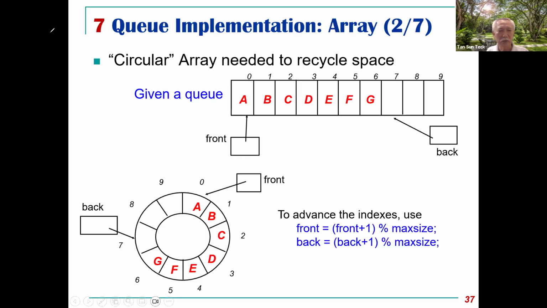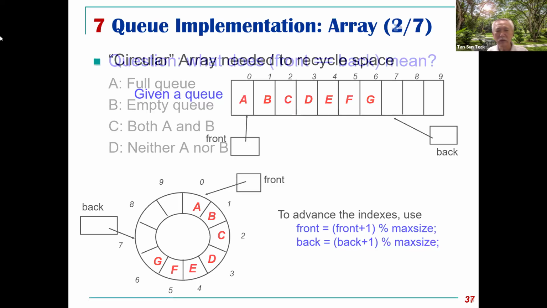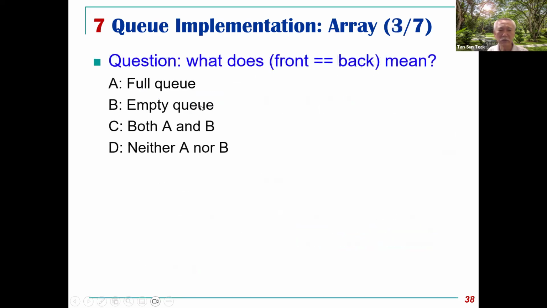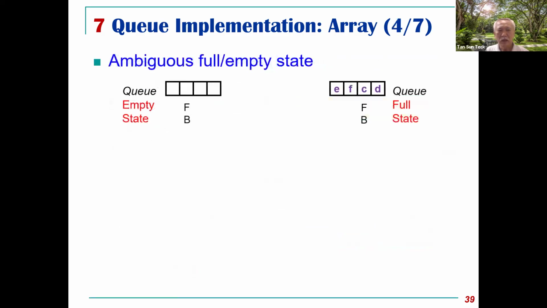Right. So the question is asking you whether it is a full queue, whether it is an empty queue, or whether both or neither of them. So what do you think? C, it can be both A and B, right? It can be either a full queue or an empty queue. Yeah. So we have a problem identifying which case this is. So when you encounter this, how do you overcome this ambiguity, or how do you solve this problem?